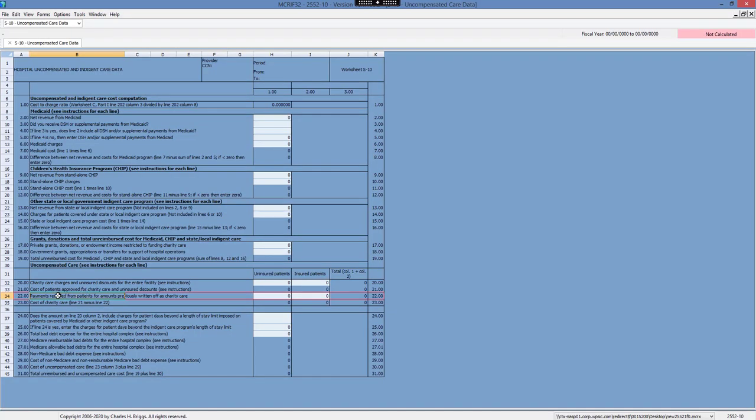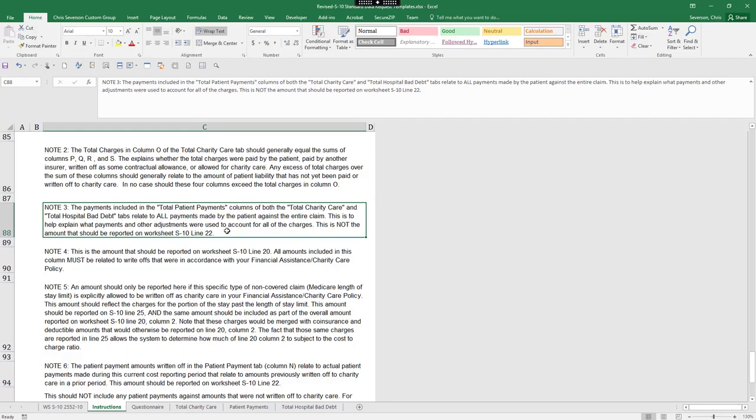S-10 line 22 reflects payments received from patients for amounts previously written off as charity care. So it's only patient payments that they didn't necessarily have to make, because the amount was already written off to charity care. If the patient still decided to make a payment against an amount that was written off as charity care in a prior year, that's the amount that would be reported on line 22. Again, that does not match what's reported on this column. The total patient payments column is just the payment amount they made.